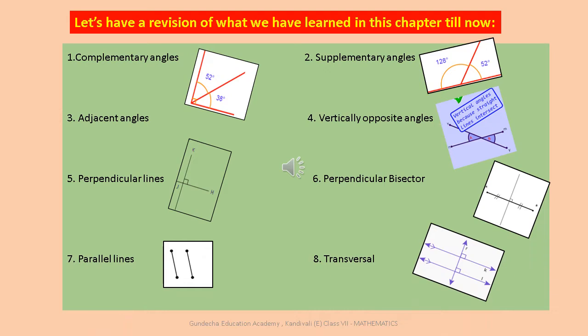Let us have a revision of what we have learned in this chapter till now. We have learned about complementary angles, supplementary angles, adjacent angle, vertically opposite angles, perpendicular lines, perpendicular bisector, and parallel lines. Now we would be learning about transversal.